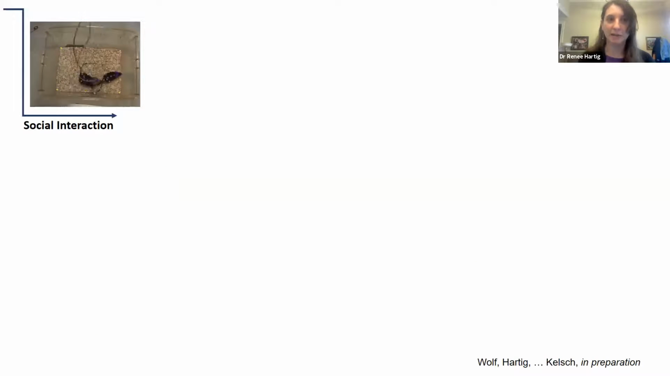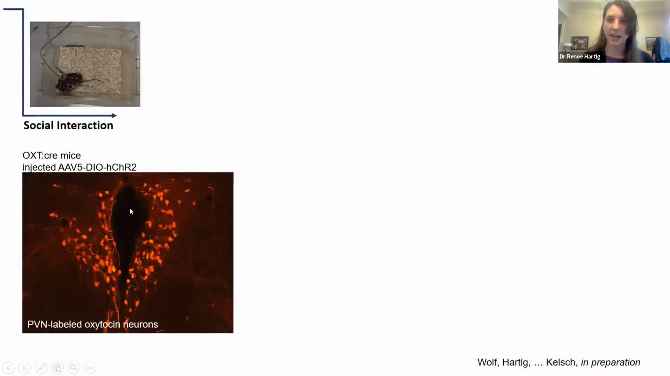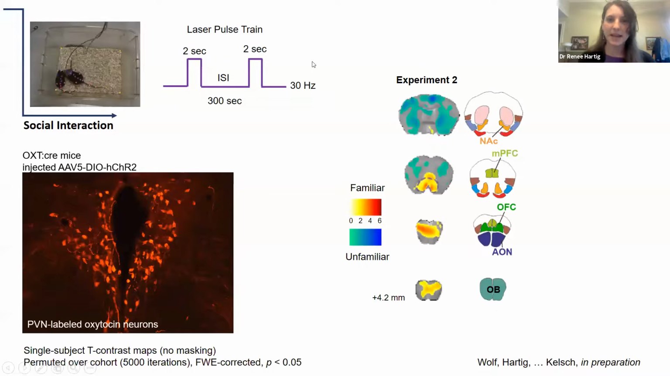So in the scheme where we have a social interaction, the animal that's going in the scanner is receiving the pulses to trigger the oxytocin release. And to get a little visualization, this would be the paraventricular nucleus of the hypothalamus, and here we have viral labeled expression of oxytocin neurons. We're giving those pulses for 2 seconds, and then we're measuring what's happening in the brain.